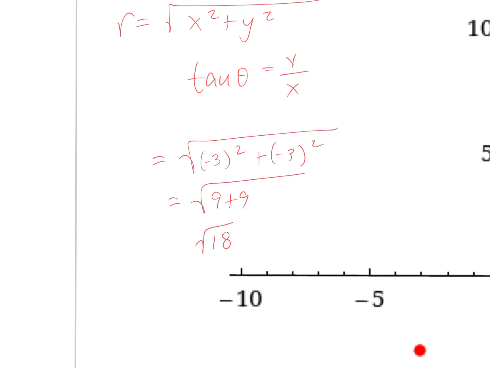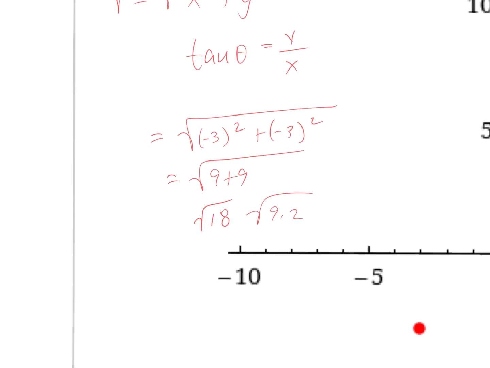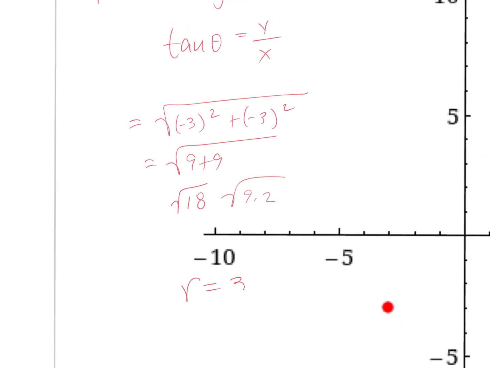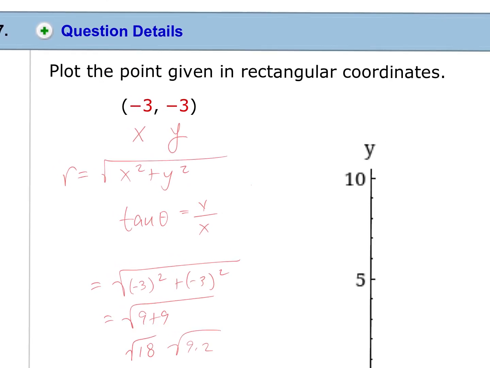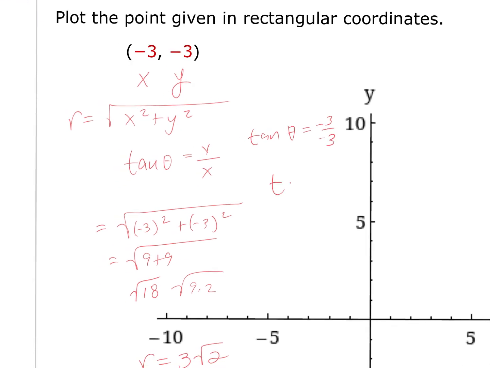Would we ever leave your square root like that if it could be simplified? No. I can break this down into 9 times 2, correct? So your R value, guys, is 3 root 2. Always simplify your radicals. Now, the second thing we're going to do is take the tangent. Let's find out what they gave us. They said the tangent is -3 over 3. So tangent of theta is -3 over -3. What does that simplify to?